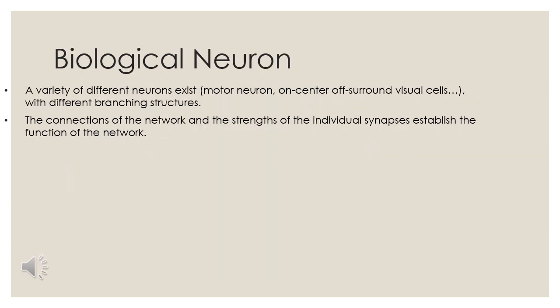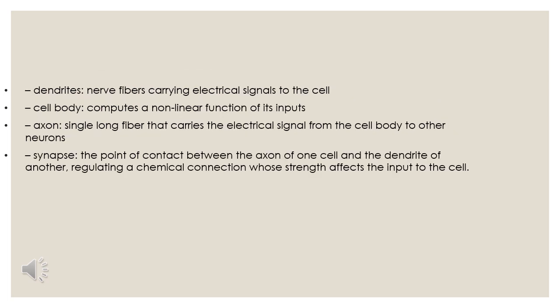Now we have the biological neuron. A variety of different neurons exist, that is motor neuron, on-center off-surround visual cells, with different branching structures. The connections of the network and the strength of the individual synapses establish the function of the network. We have a few terms which are related to the biological neuron. First one, dendrites. Dendrites are nerve fibers carrying electrical signals to the cell. Next, the cell body computes a non-linear function of its input. Next one, axon, a single long fiber that carries the electrical signals from the cell body to other neurons. Next one is synapses, the point of contact between the axon of one cell and the dendrite of another, regulating a chemical connection whose strength affects the input to the cell.